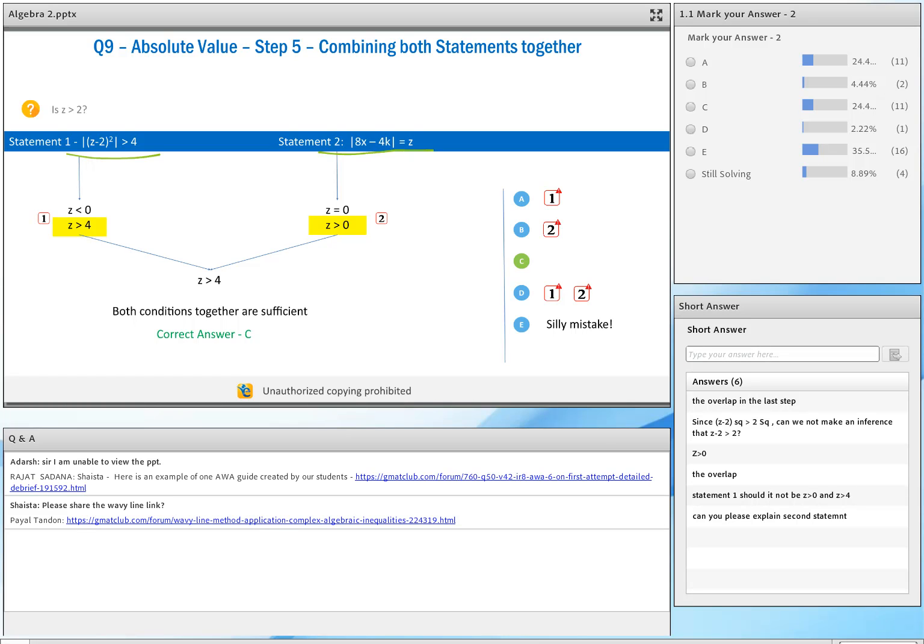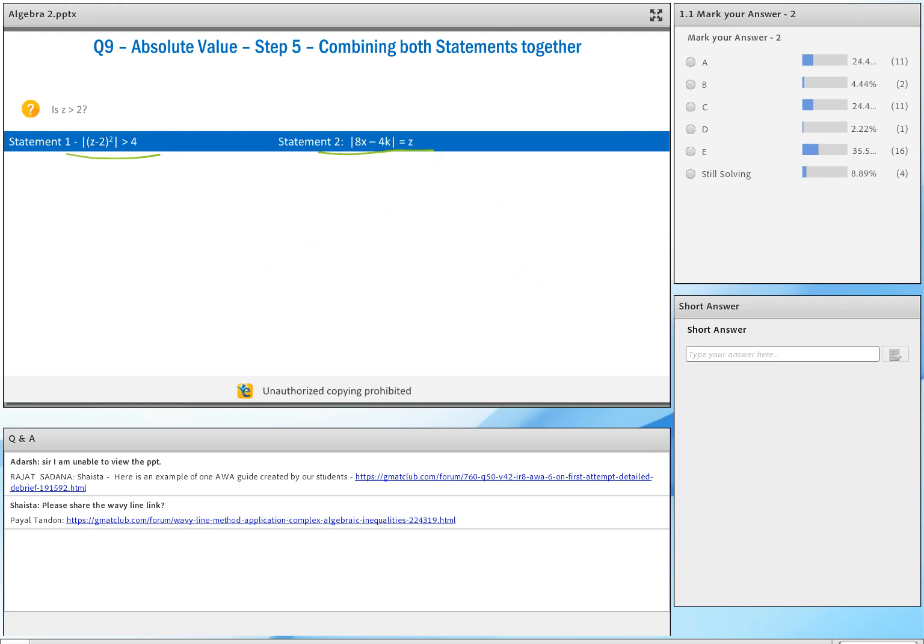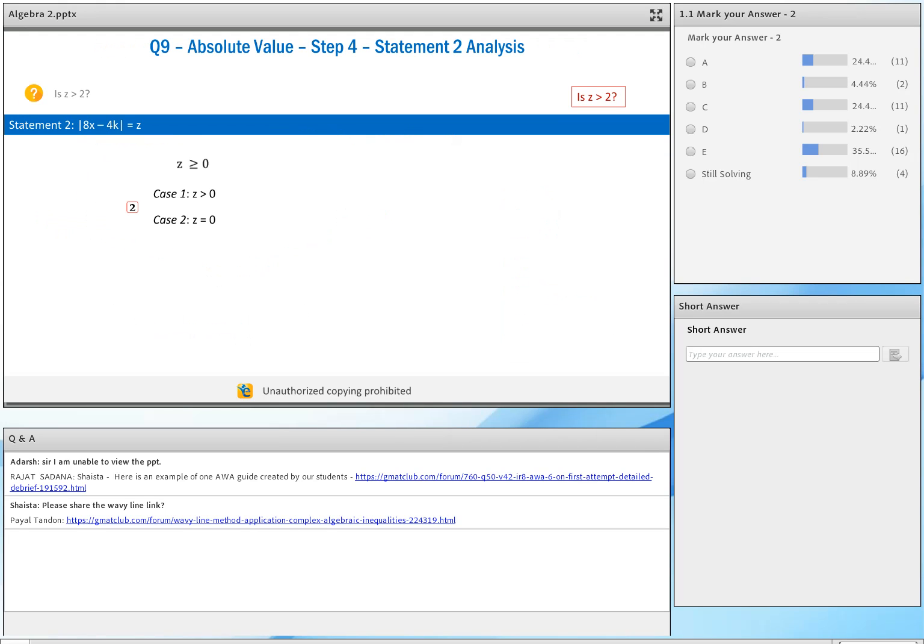Now, can you explain the second statement? The second statement is very similar to the second statement of question number 8. All we are saying is z is equal to mod of a number, and if z is equal to mod of a number, that means z is a non-negative number. So what you get is z is greater than or equal to 0. Now I don't know whether z for sure is greater than 2 or not, so I cannot answer the question based on this statement.